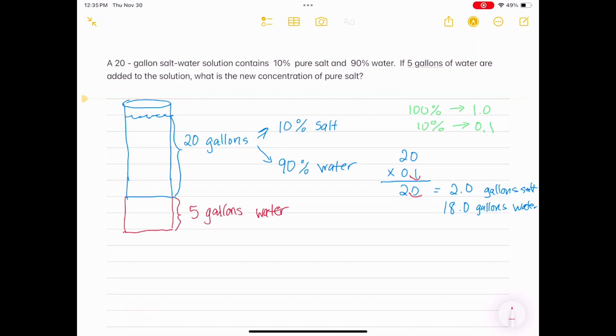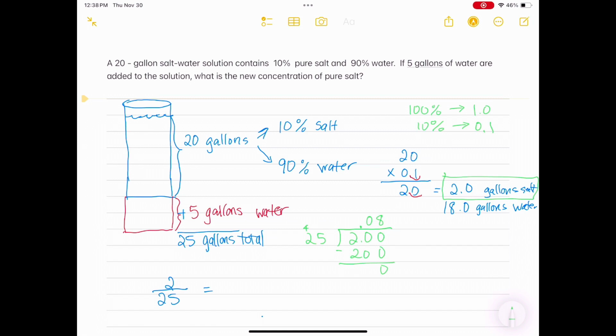To figure out the new concentration of pure salt, we take that original 2 gallons of salt, which has not changed, and we make it into a fraction with the new total volume of solution, which is 25 gallons. So 2 over 25, or 2 divided by 25. Do that calculation on the side, and I see it works out to be 0.08.